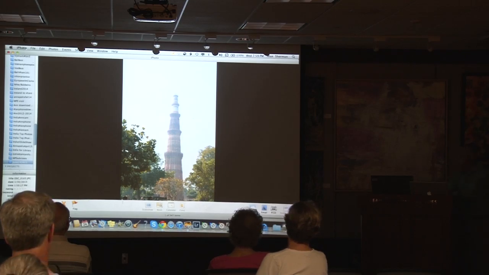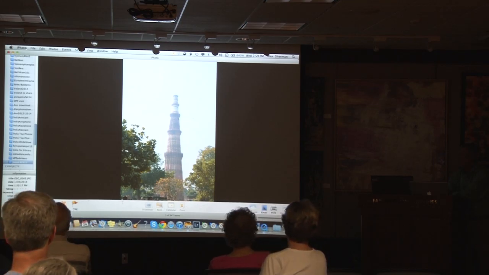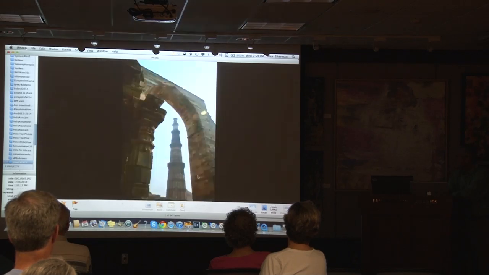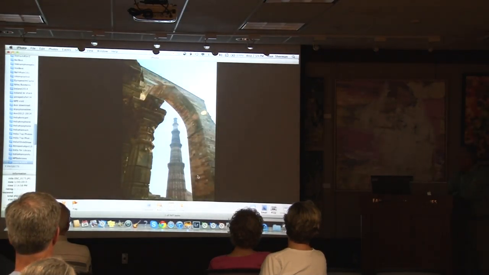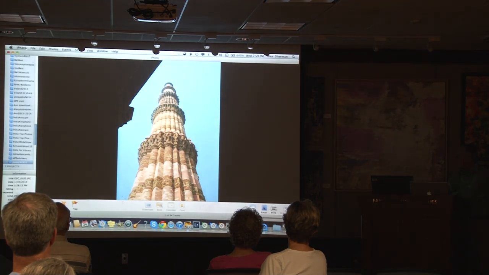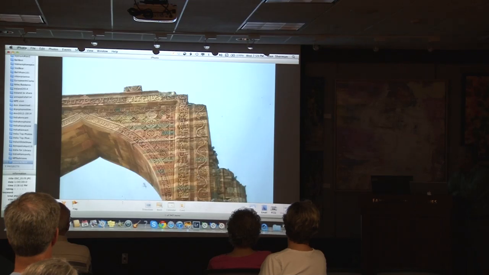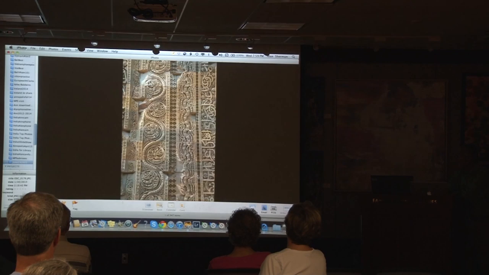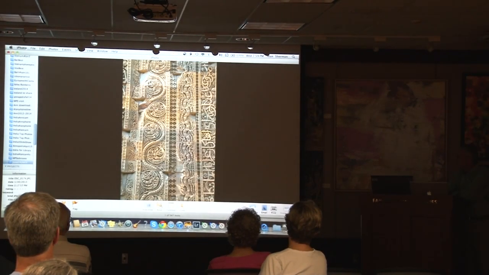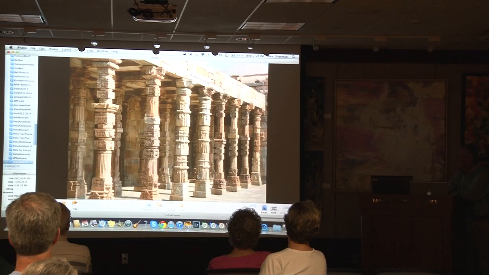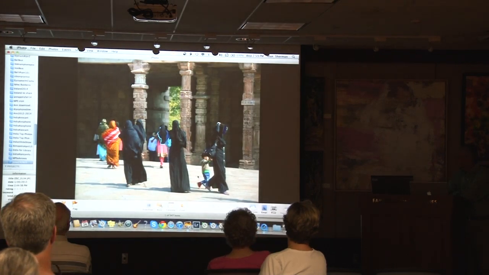This is something called Kitab Minar, which is the largest stone tower in India. It's quite spectacular. It was built over hundreds of years, and was destroyed in parts by lightning. Colors. And it was actually part of a larger complex, a religious complex. And I'm not sure if services continue to go there, but it's well visited.